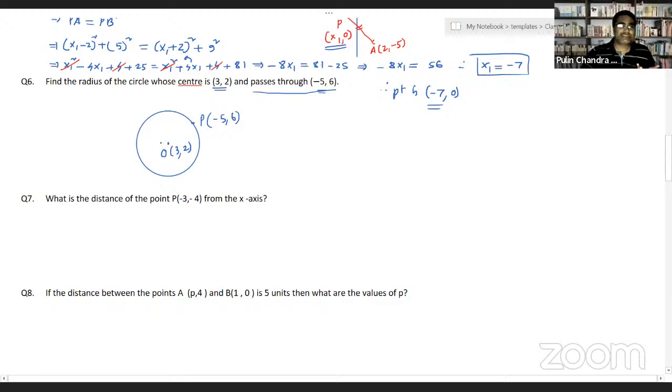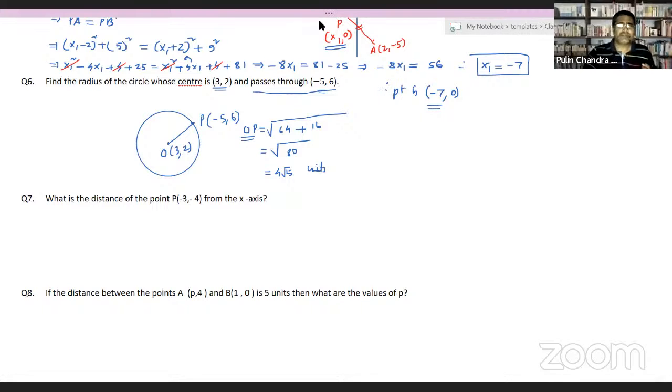Now if I ask this question showing this figure, to find the radius, it is very easy. Radius means you have to find the distance between O and P, and you know how to find this. So what will it be? (x1 - x2) whole square. So you can write -5 - 3, so -8 square, that is 64, and then 6 minus 2, that is 4, so this becomes 16. So this is going to give you 80, that is 4√5. 4√5 unit is the required radius of the circle. Very easy. It's a 1 mark question.